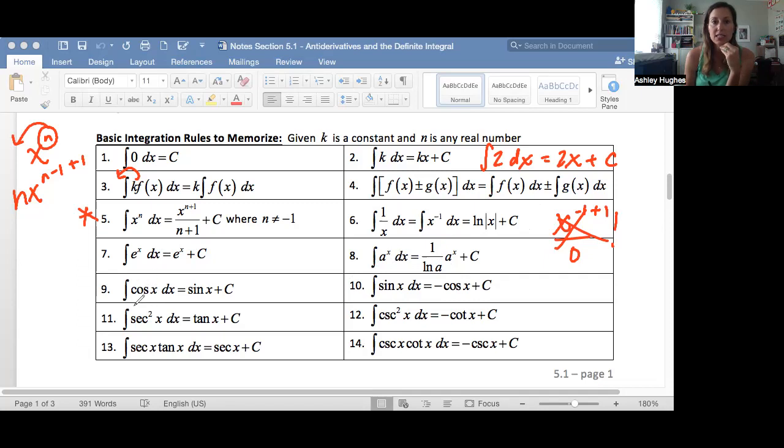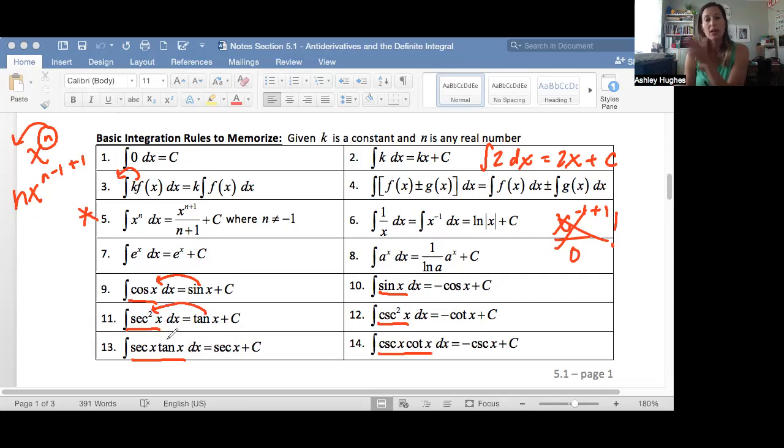And then these guys, if you notice cosine, secant squared, secant tangent, sine, cosecant squared, these are special because they're the derivatives of the original 6 trig functions. What's the derivative of sine? Cosine. What's the derivative of tangent? Secant squared. So the antiderivative of secant squared is tangent. The derivative of secant was secant tangent.